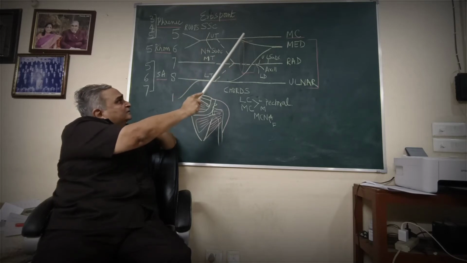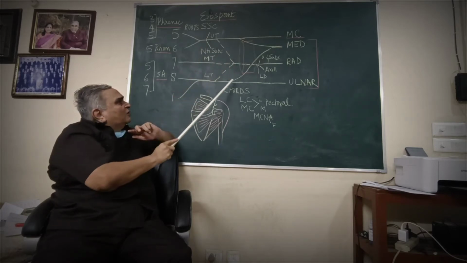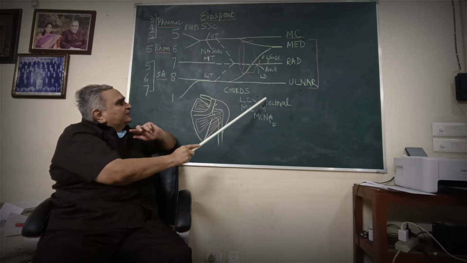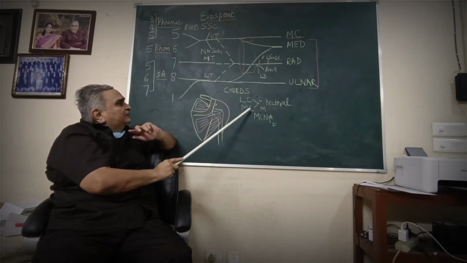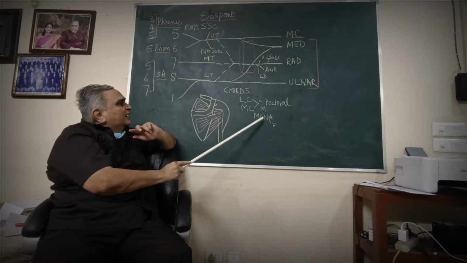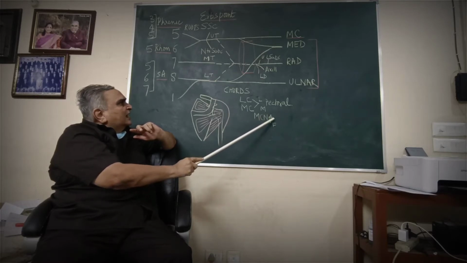Then from the lateral and the medial cord, you have the lateral and the medial pectoral. From the medial cord, additionally, you have the medial cutaneous nerve of arm and forearm.